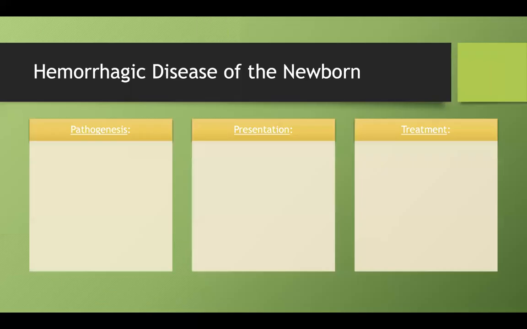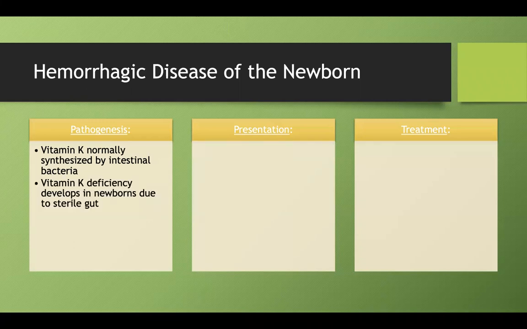The last disease I'm going to go over is hemorrhagic disease of the newborn. I mentioned this briefly when we talked about fat-soluble vitamin deficiencies, but vitamin K is normally synthesized by our intestinal bacteria. And the problem with little kids, newborns, is that they haven't developed their bacterial flora yet. So they could actually have a vitamin K deficiency. This is why, in the United States at least, every newborn gets a vitamin K injection to prevent them from this specific condition.